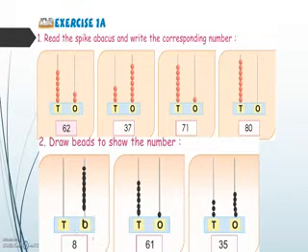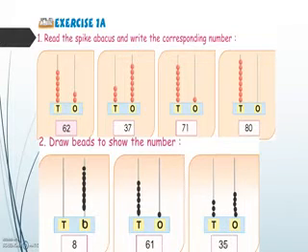Now look at the next number, 61. How many beads are there in the ones row? 61 is 6 tens and 1 one. So only 1 bead is there in the ones row. And in the tens row, how many beads do we have to put? 6 tens are there. So 1, 2, 3, 4, 5, 6.